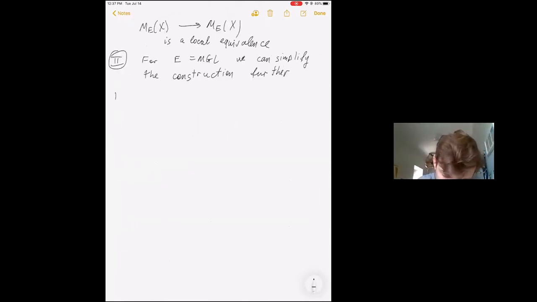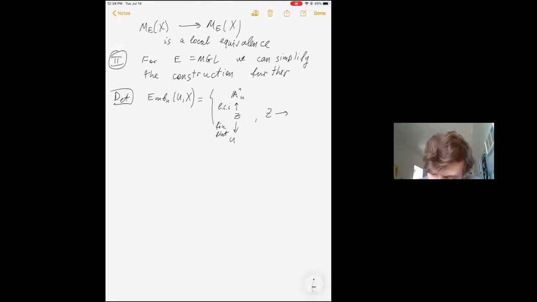So we can introduce another object, which I call embedding n from U to X. That consists of the following data: embeddings of Z inside A and U, which is a locally complete intersection, so that the projection onto U is finite and flat, and then just a map from the support Z into X.